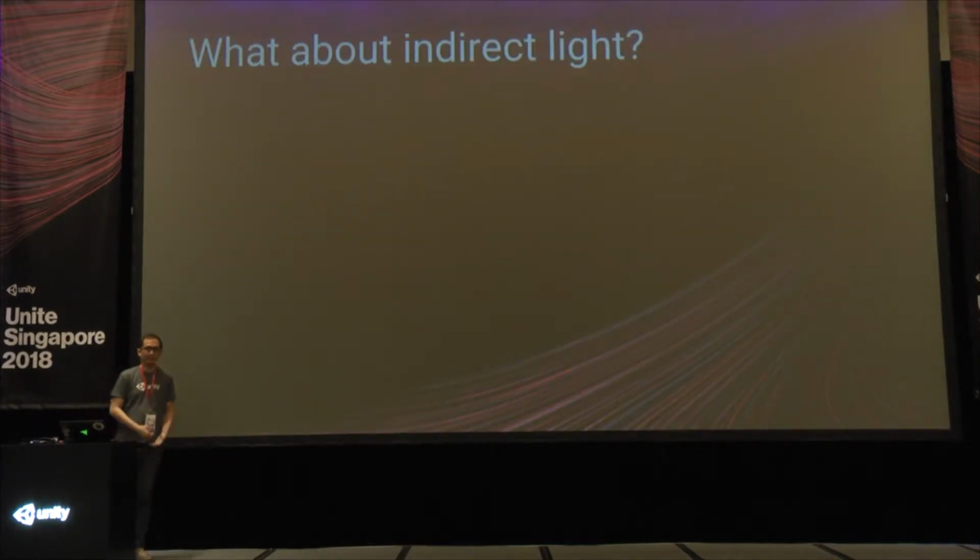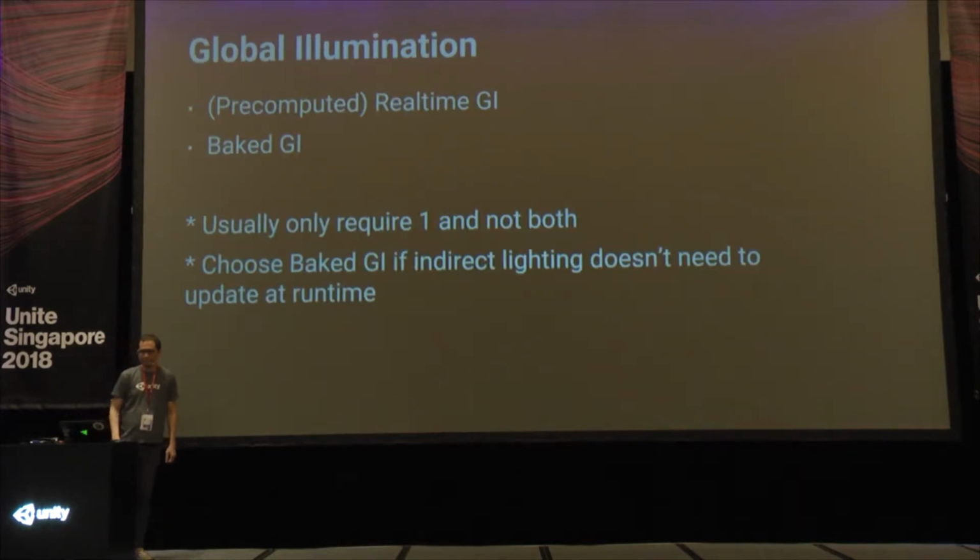So what about indirect lights? A scene would not look very convincing without some form of indirect light. And achieving real-time indirect lighting is very expensive. So usually it involves some form of baking for real-time performance's sake. And Unity offers 2 solutions, the real-time GI and baked GI.